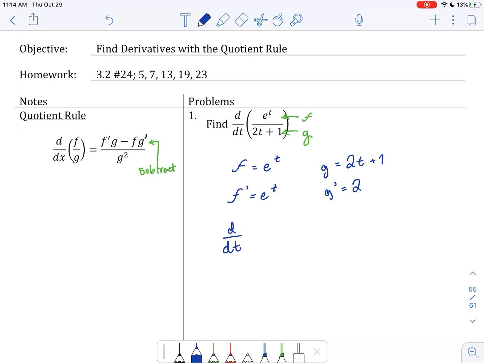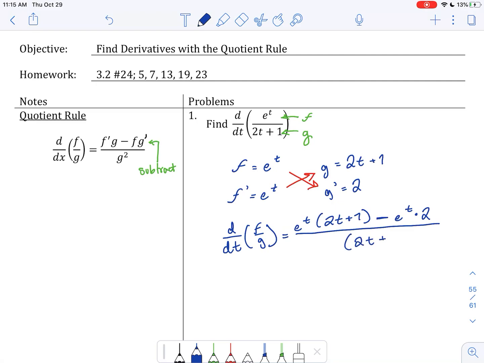So then the derivative d dt of f over g, we will plug in, and it's the same as I said, the product rule, f prime g. So e to the t times 2t plus 1. And then here minus f g prime. So e to the t times 2. And then there's that denominator all over g squared. So 2t plus 1 squared, like so.